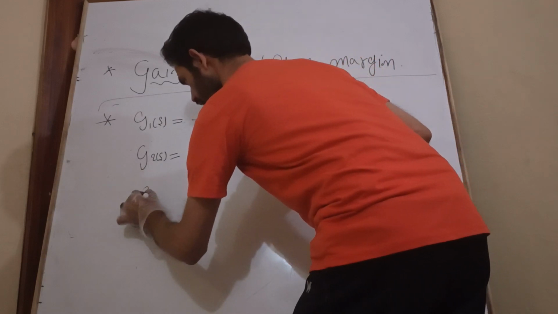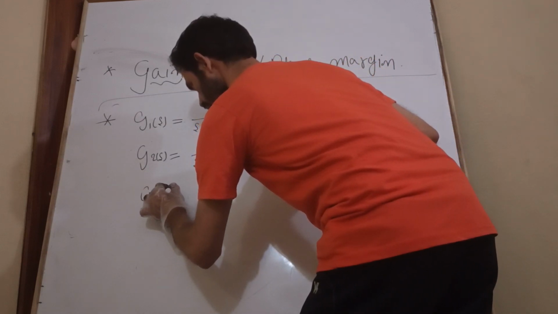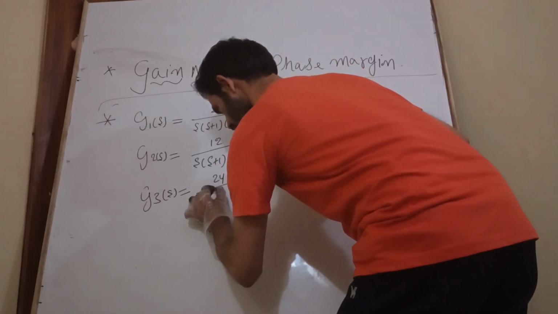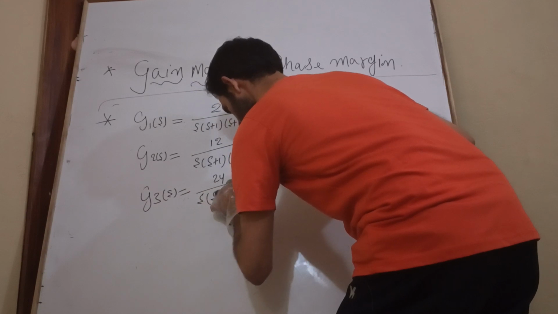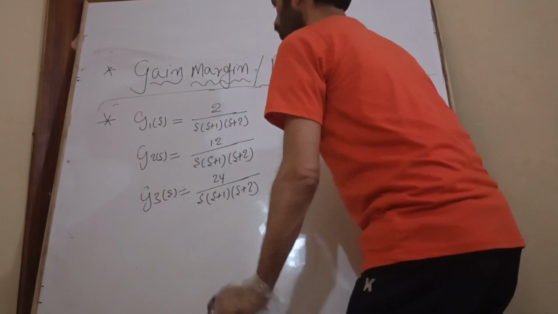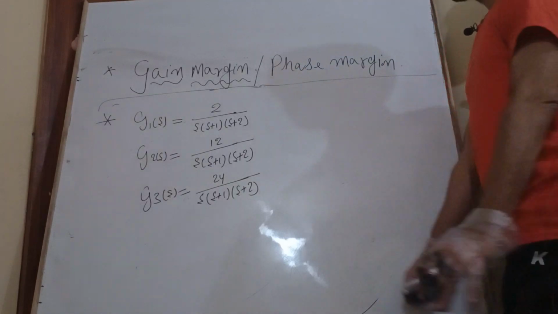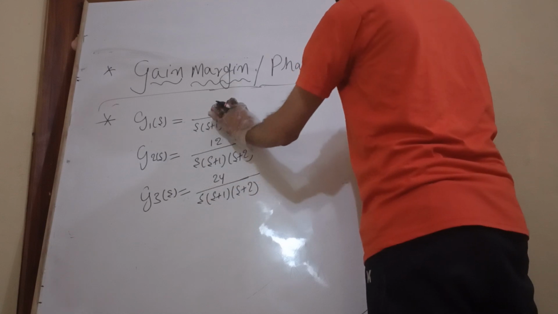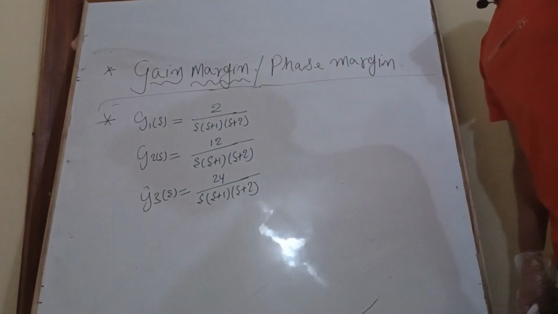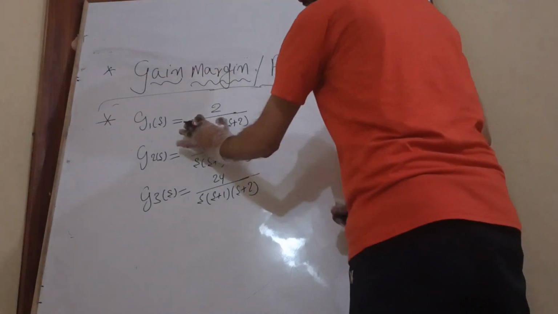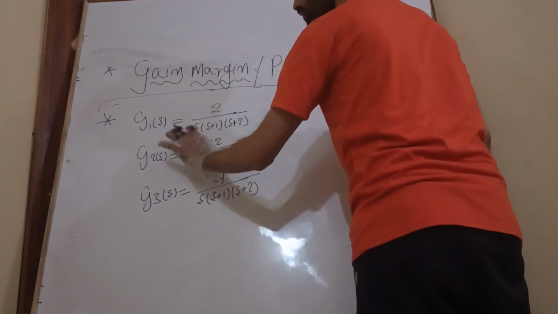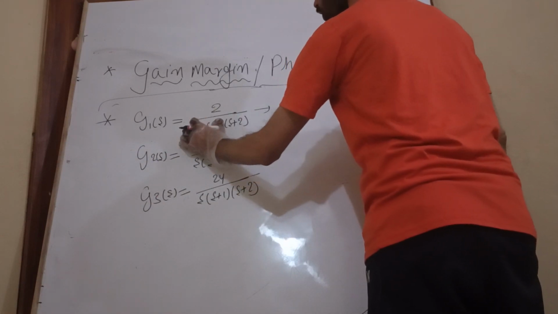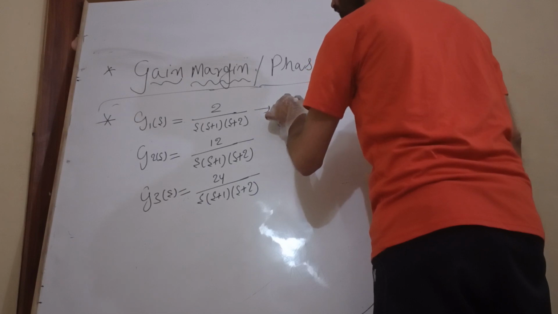And I am taking the third one, G3 of S is equal to 24 divided by S into S plus 1 into S plus 2. So for understanding purpose, this is just a variation in the k value. Now if I look at G1 of j omega, G2 of j omega, G3 of j omega, for the magnitude.